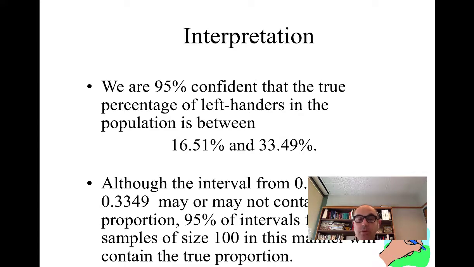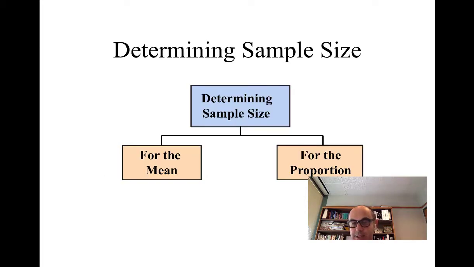Although the interval from 0.1651 to 0.3349 may, and I repeat, may or may not contain the true proportion, 95% of the intervals from samples of 100 constructed in this manner will contain the true proportion.